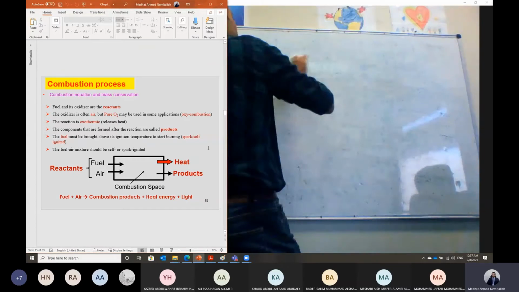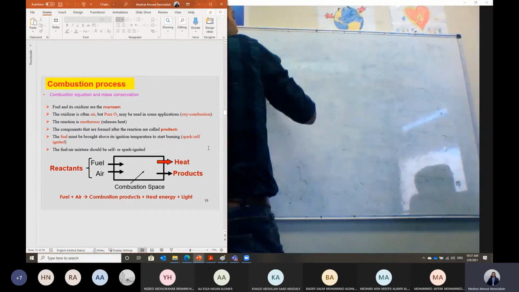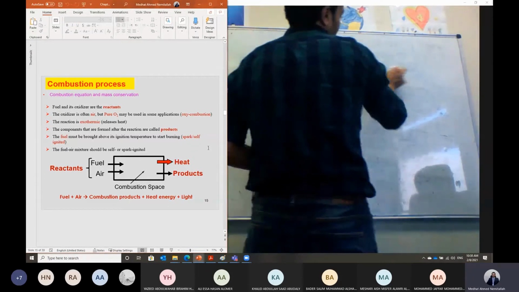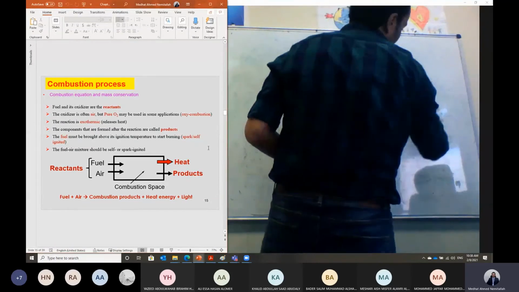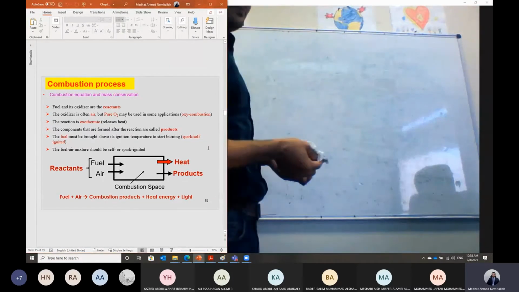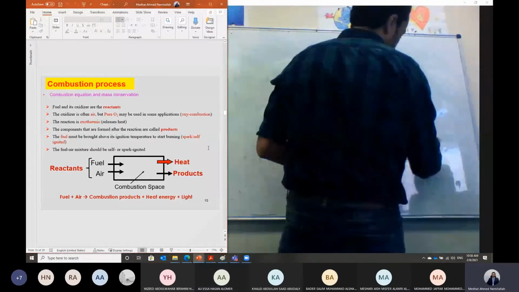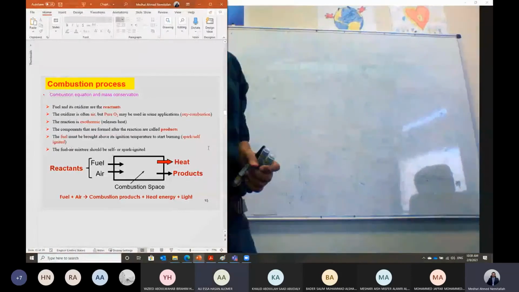a diesel engine, is it slightly lean or do we have to add more air? For a diesel engine compared to gasoline, should we provide more air or less air? Should be more air? Yes.